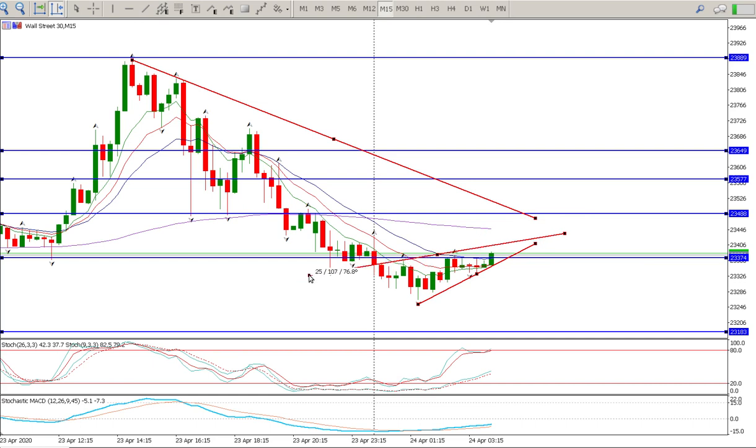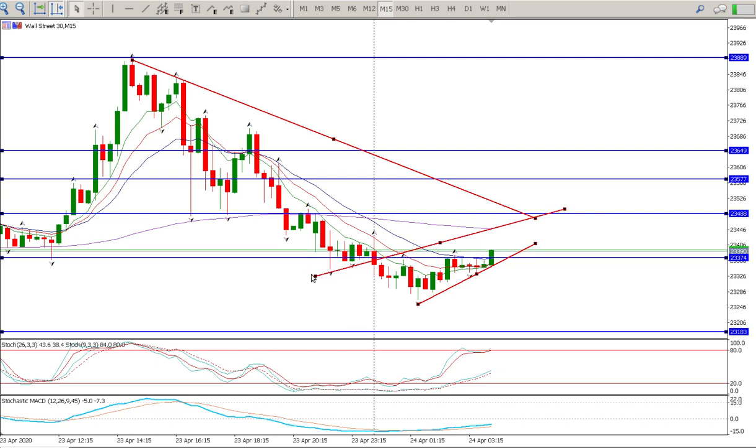Wrong. And you can see how all these fractals line up with that level. So that's sort of a micro level, 23,400 area. It's interesting to see what happens there. Alternatively, something along the lines of that.